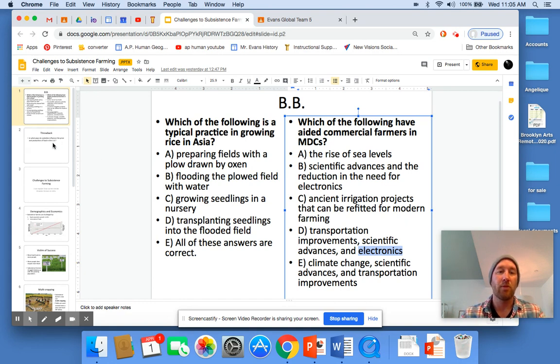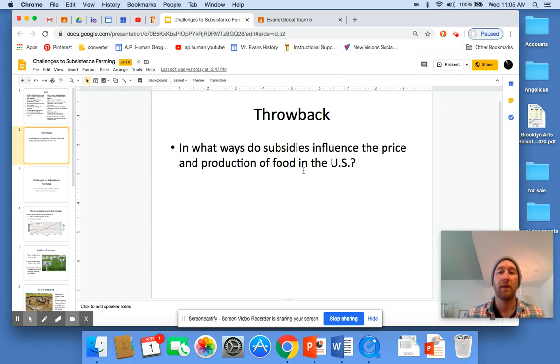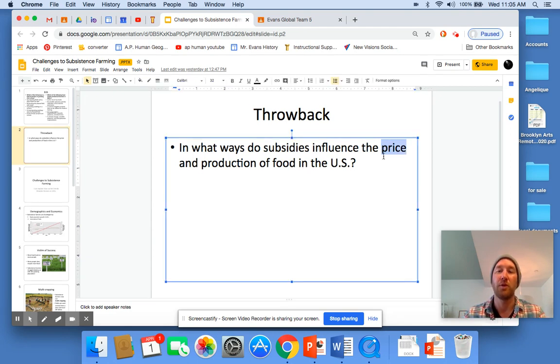All right, throwback. Let me take another crack at it. In what ways do subsidies influence the price and production of food in the United States? So let's start with price. Well, let's back up. Let's start with a subsidy. A subsidy is simply a government payment to farmers. Now, when the farmer gets money from their government, that means they can charge a lower price for their food while still making a profit. So subsidies are a way to have artificially cheap food.